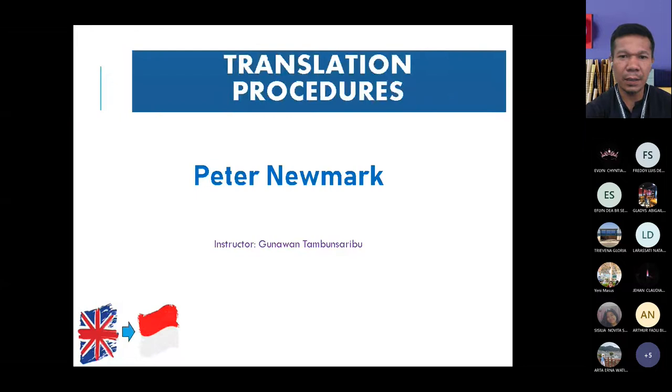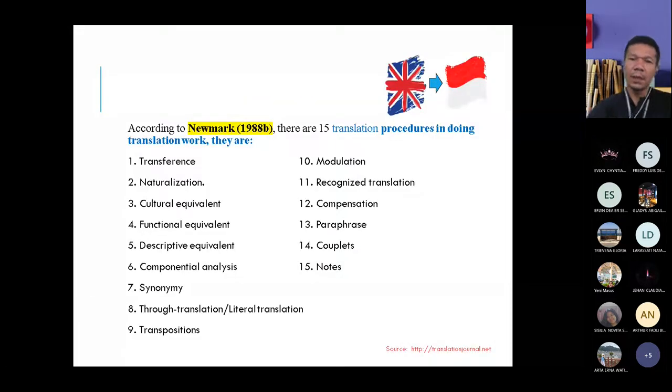Okay, let me correct this: 15 techniques. Kalau teknik nanti yang 18. So there are only 15 translation procedures proposed by Newmark in 1988 in his book. He mentioned that the first translation procedure that someone does in translation work is called transference, and the second is naturalization. And until the end, the hardest one, I can say, is called notes.